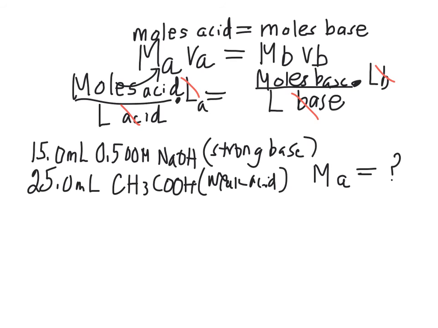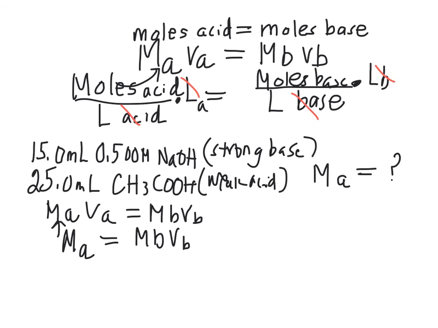So we're going to use the equation MAVA equals MBVB, moles base, molarity times volume of the base. We're looking for MA, the concentration of the acid. So we can solve for this: MA equals MBVB divided by the volume of the acid. We can substitute our numbers in here.